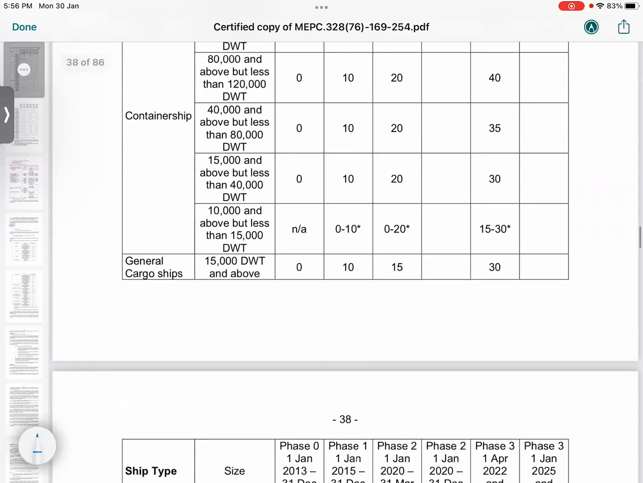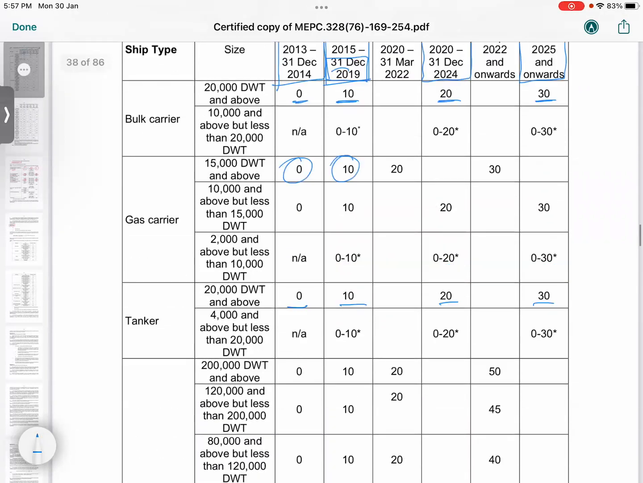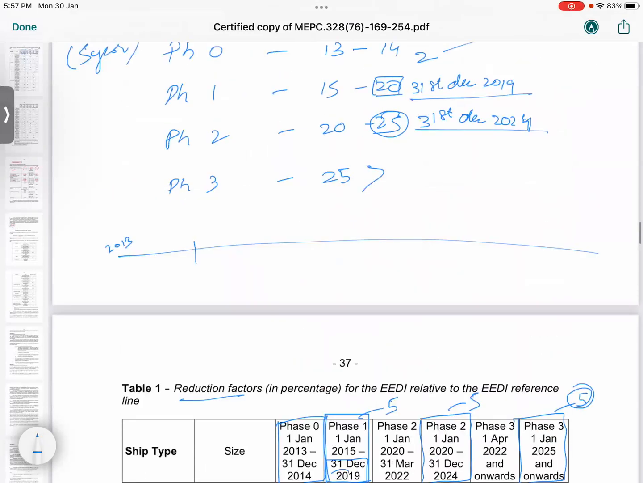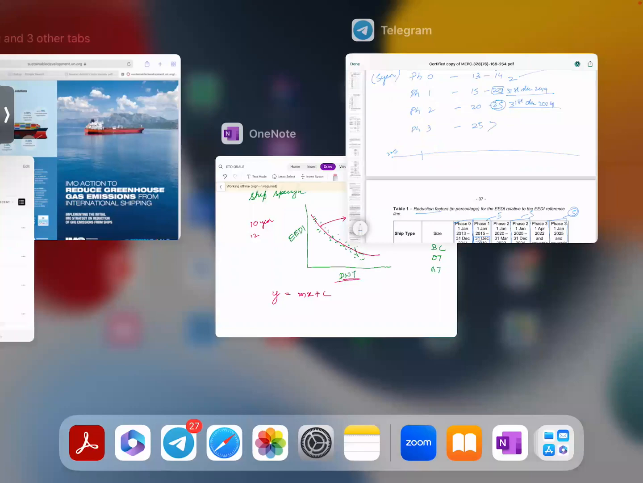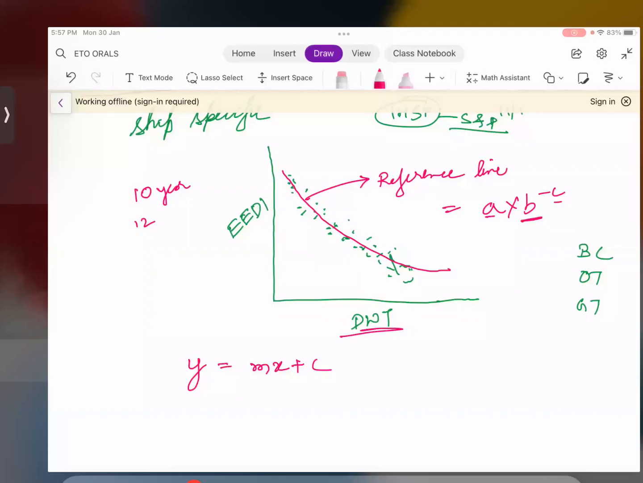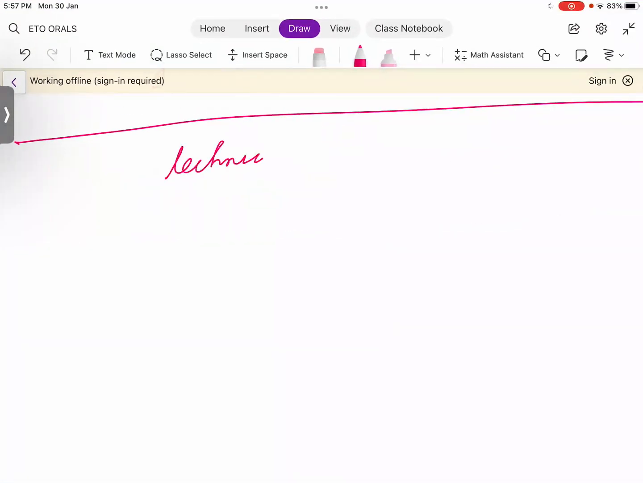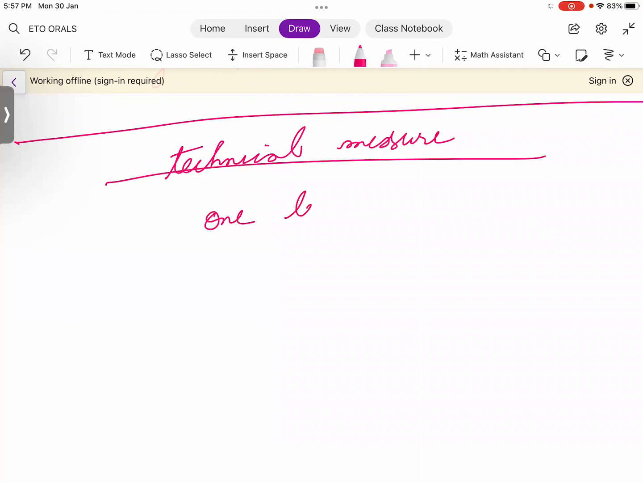Because this EEDI and EEXI, what are they called? There are two things. They are called a technical measure. What are technical measures? These are one-time compliance. Do it one time, done. You only have to do it once. Finish story. Next is the operational measure.